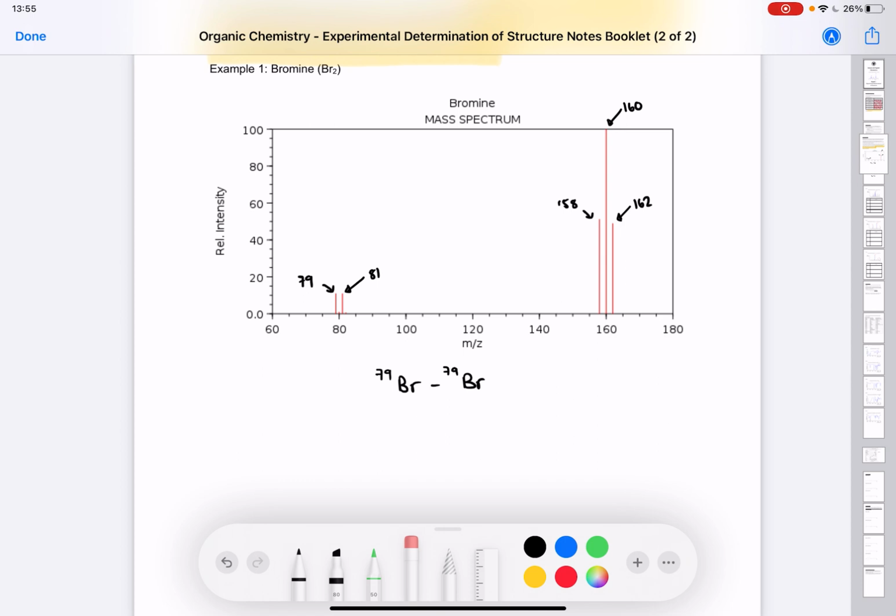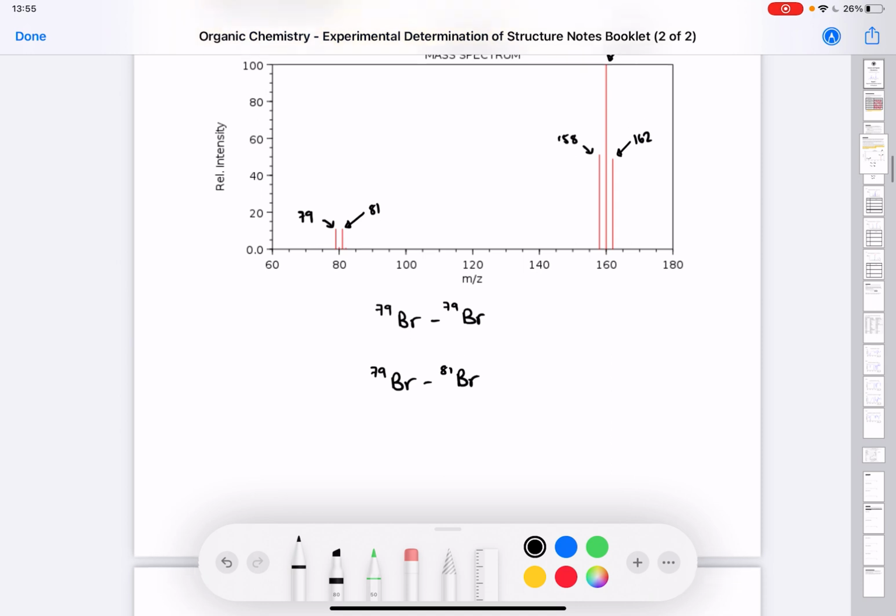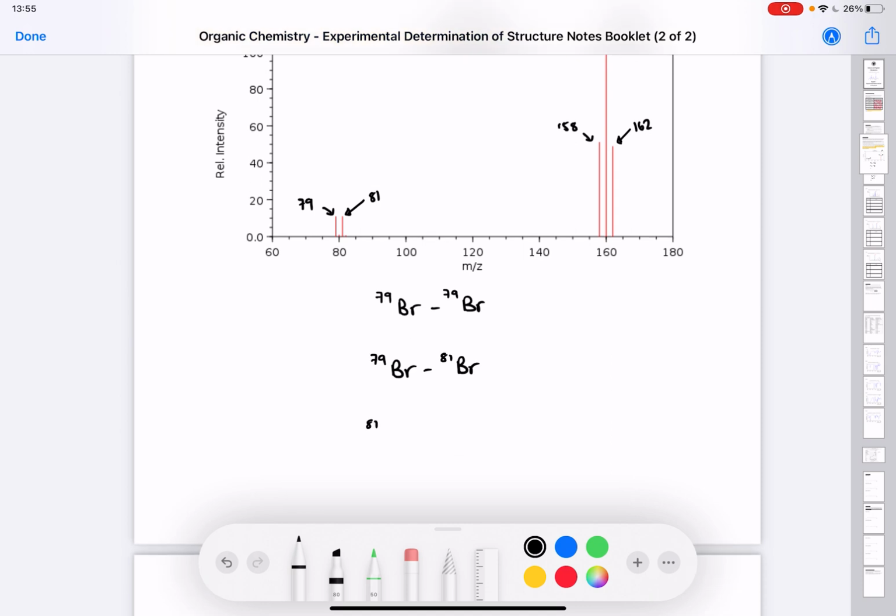We could have a bromine isotope with a mass of 79 paired with a bromine isotope with a mass of 81. Or we could maybe have two bromine isotopes with a mass of 81 paired together. Now, these would be what we would call molecular ions, or molecular ion fragments.